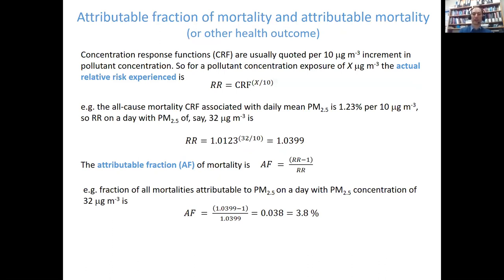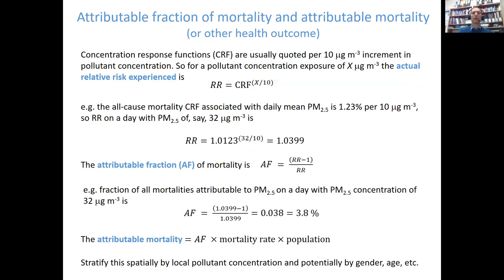And then to convert that to the actual mortality burden, as we saw in the very first figure, you multiply the attributable fraction that we've just calculated by the underlying mortality rate by the population, and that gives us the actual numbers of deaths. And you could stratify that by things like gender or age group if you have sufficient information that enables you to do so.